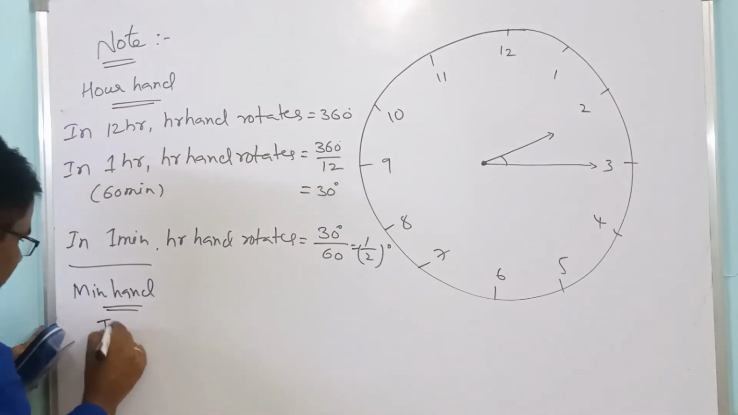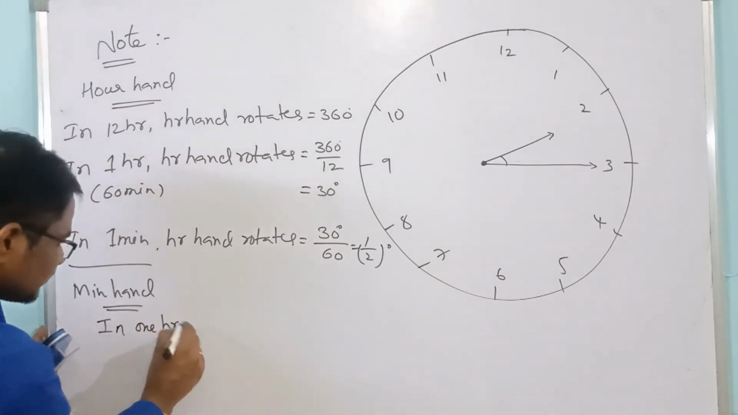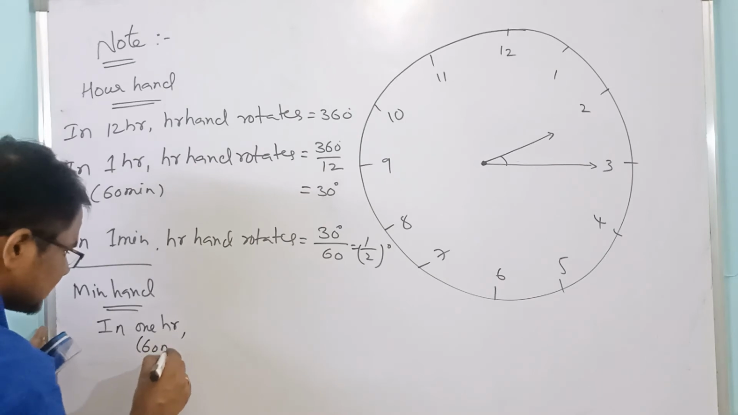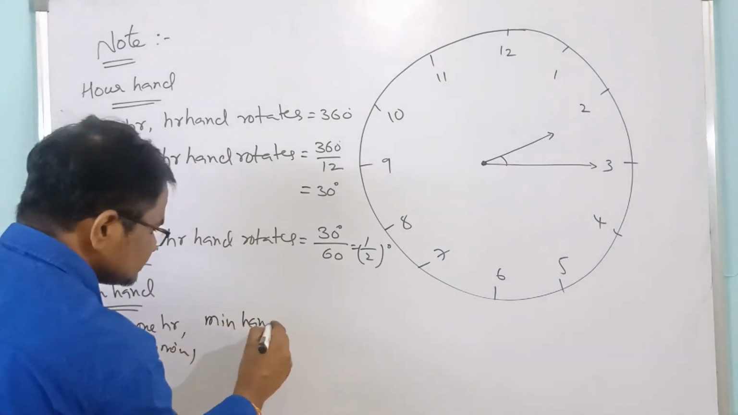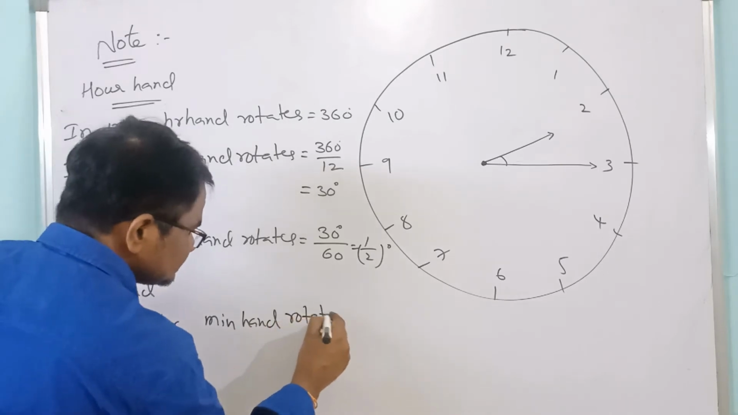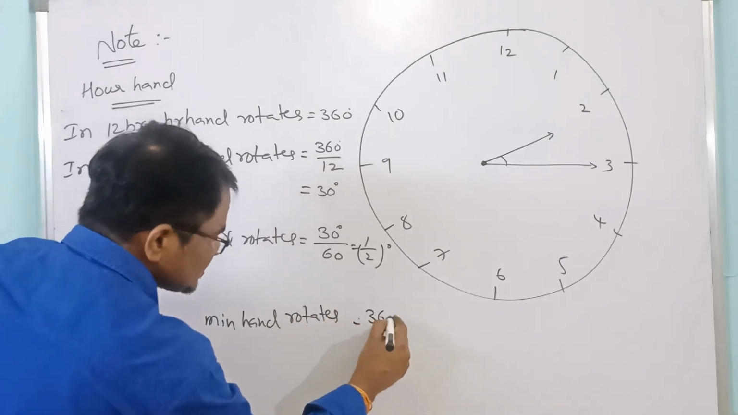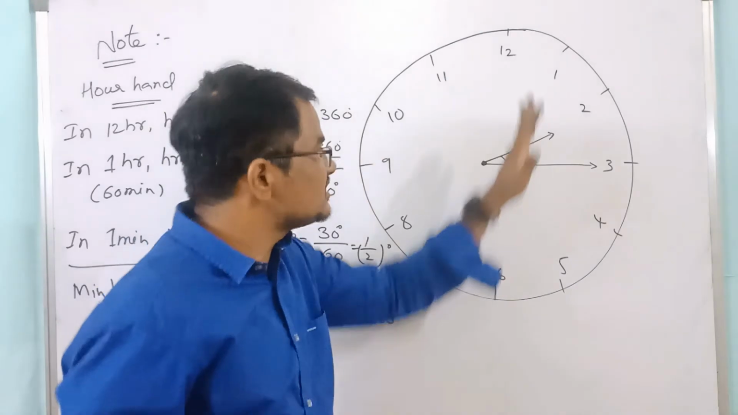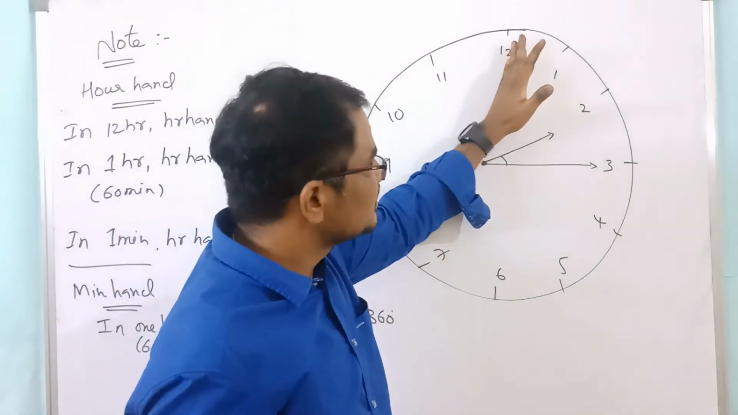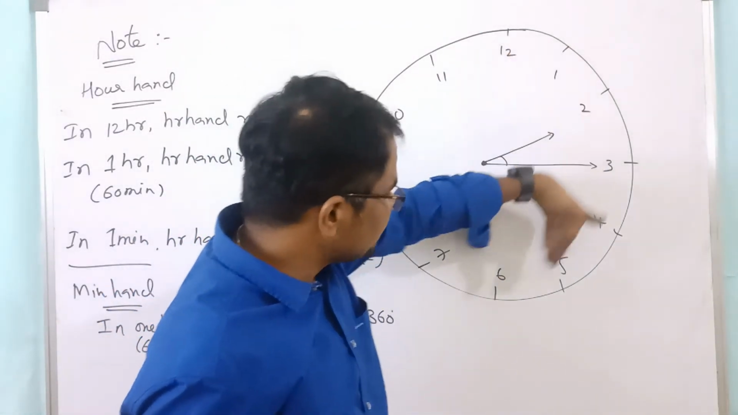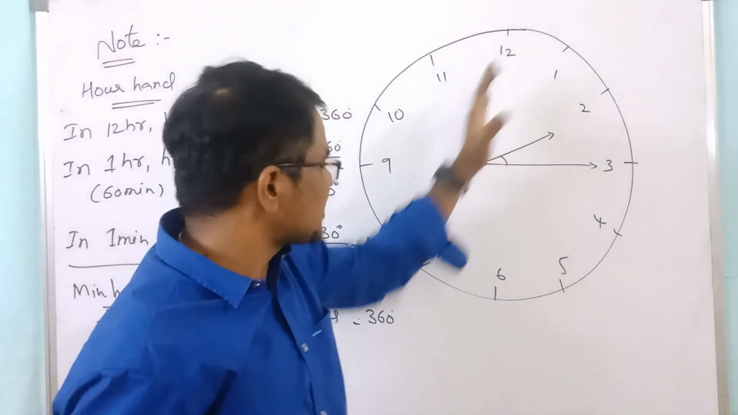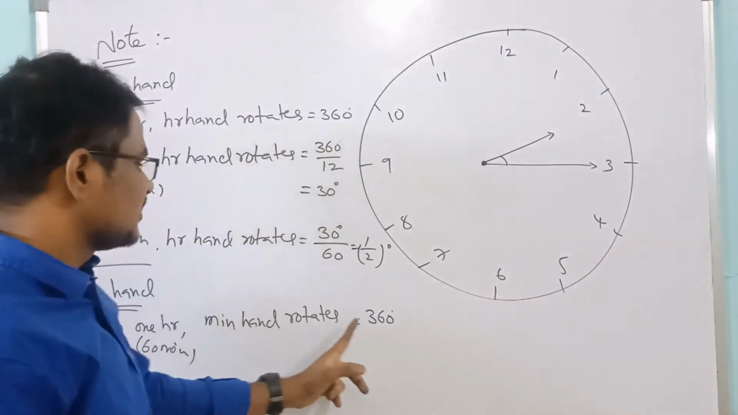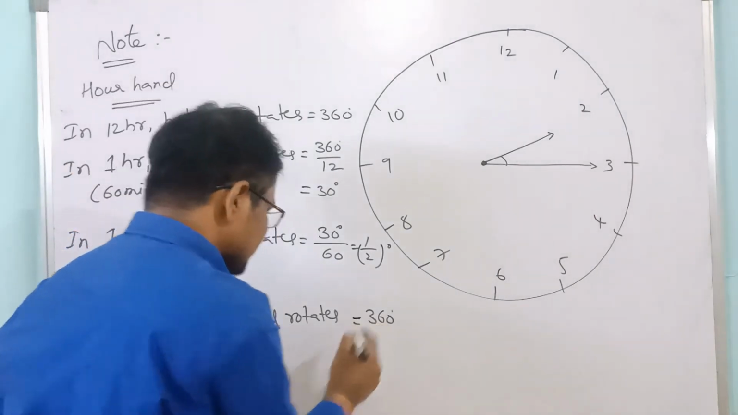So in 1 hour, nothing but 60 minutes, the minute hand rotates how much? 360 degrees. Means the minute hand started here, it completes one revolution, means 60 minutes, right? In 60 minutes, it rotates 360 degrees.